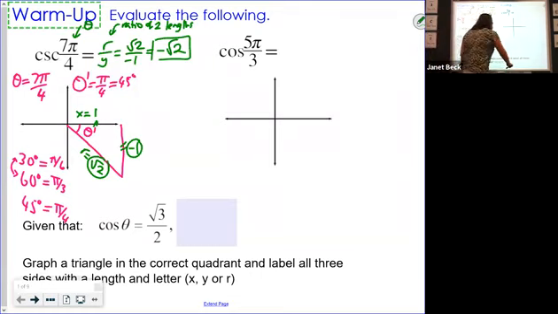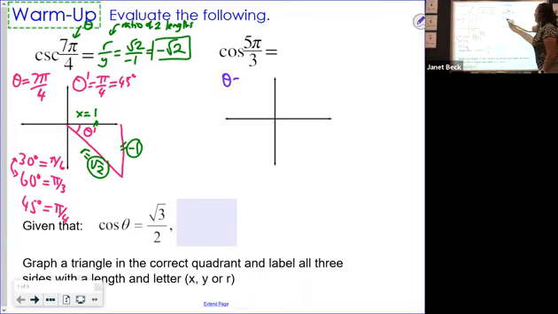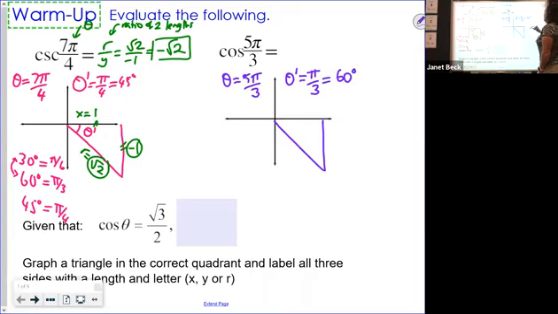For the cosine of 5 pi by 3, it's the same thing. We draw the angle first, the angle being 5 pi by 3, which again is in quadrant 4. And this time our reference angle is pi by 3, which is 60 degrees. So this here is 60 degrees. So that's a 30, 60, 90 triangle. And your y would be the long side because it's opposite 60, not opposite 30. So that would be negative root 3.